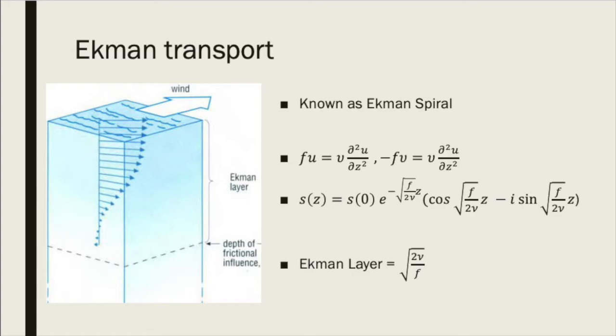These 2 equations have a general solution, which is represented by S of z, and this is a velocity vector equation. Note that this is complex. And from this general solution, we know that the Ekman layer depth is represented by the square root of 2 nu over f, where nu is kinematic viscosity and f is the Coriolis parameter.